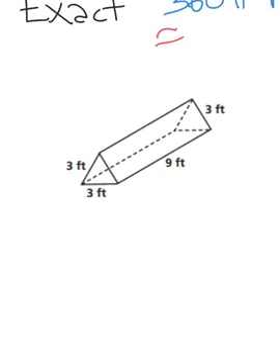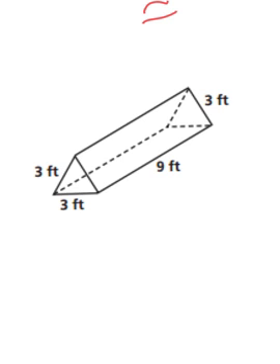Okay, so this one, these are my bases. So I'm going to do volume equals area of the base times the height. The height connects the two bases. So I have to find the area of this triangle. It's an equilateral triangle.